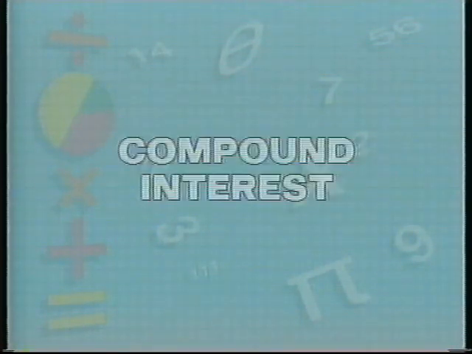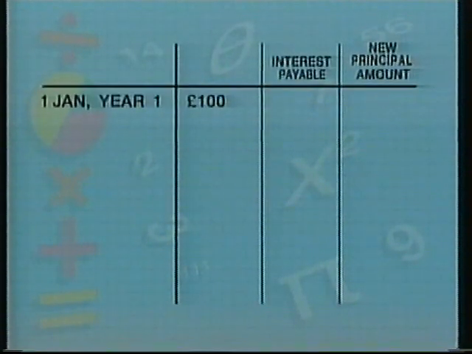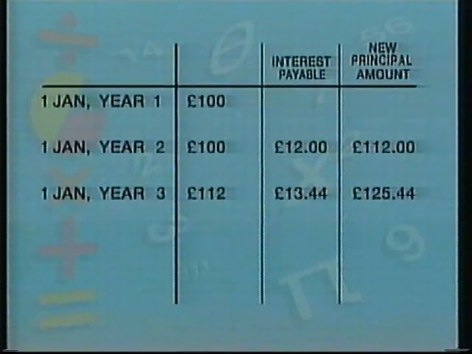Compound interest is the interest most likely to be paid to you by banks and building societies, and this is how it works. £100 invested in a bank account on the 1st of January, year 1, and the bank account pays 12% per year. Simple interest is paid to you, and this is then added on to your principal amount, the money you've invested. So on the 1st of January in year 2, £12 interest will be paid into your account. So the new principal amount is £112. The next year, the interest is paid on this now larger principal amount.